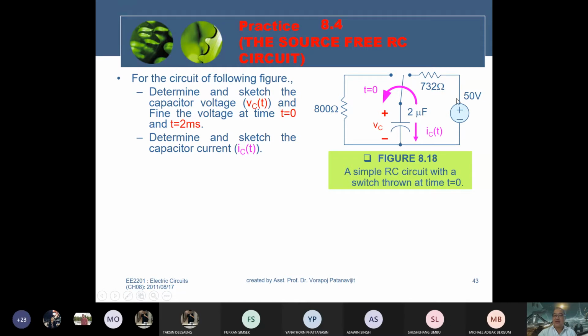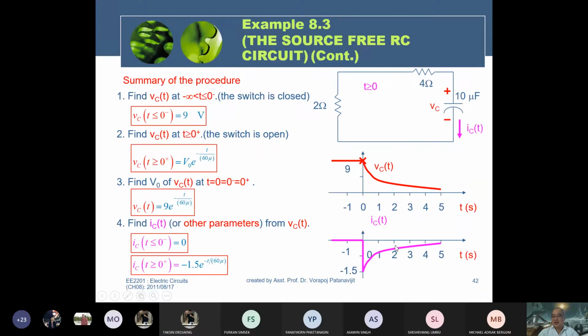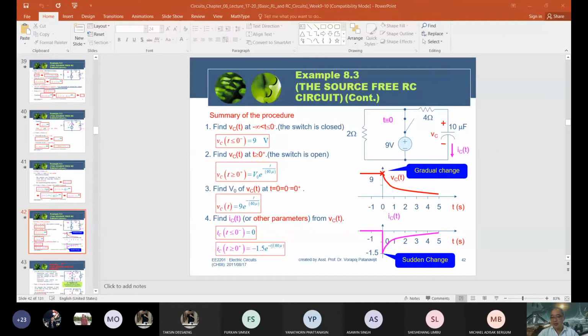For the RC circuit, you can see that it has R and C. You must use the RC technique to solve them. I'm still here. If you have any question, you can ask me.